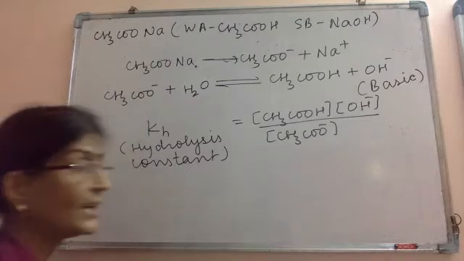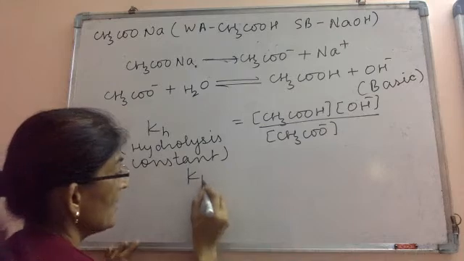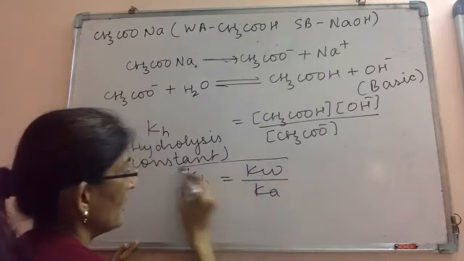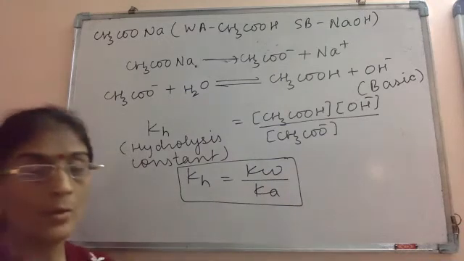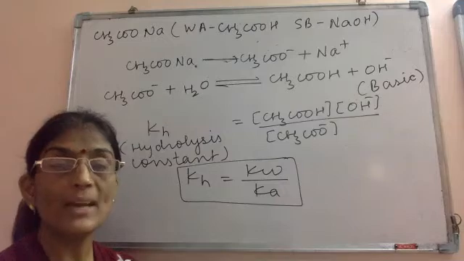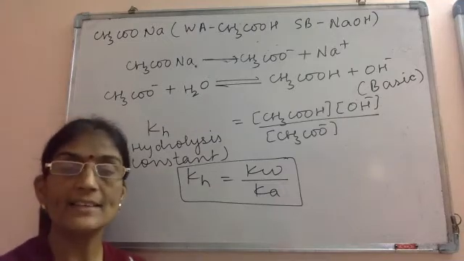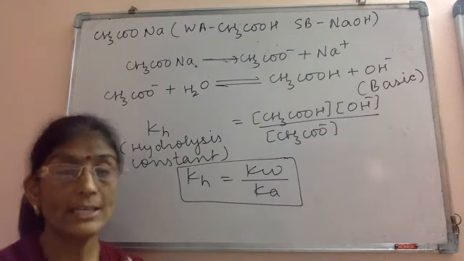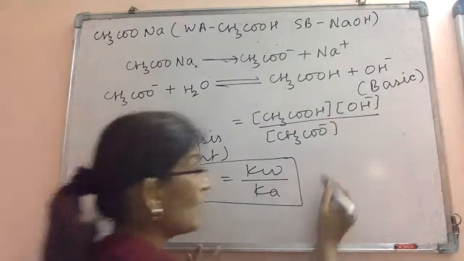If we derive the relation, which is not given in the book, that's why I'm not deriving it, this KH will be equal to KW upon KA. How to calculate KH? KW by KA. What is KW? Ionic product of water, 1 into 10 to the power minus 14. What is Ka? It is the ionization constant of the weak acid, that is acetic acid. So we can calculate its value. Clear?